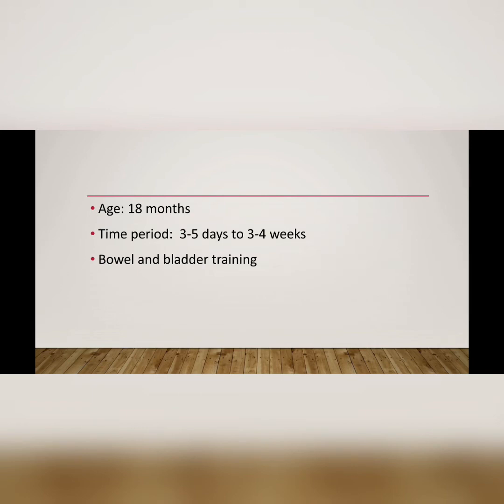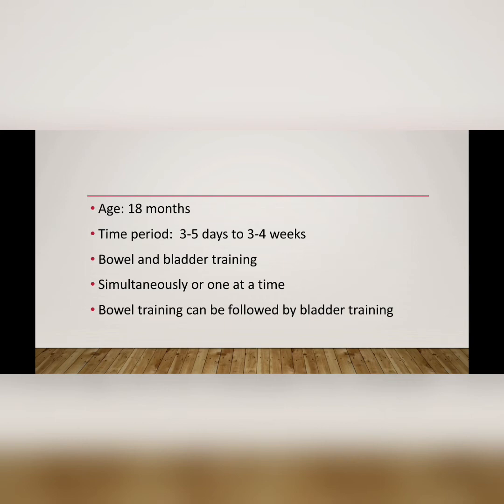So we can do bowel training and bladder training. We need to know about these two aspects separately. This can be trained simultaneously or one at a time. So, generally, bowel training can be followed by bladder training because it is easy to start with. Now let us look at the sequence of development.